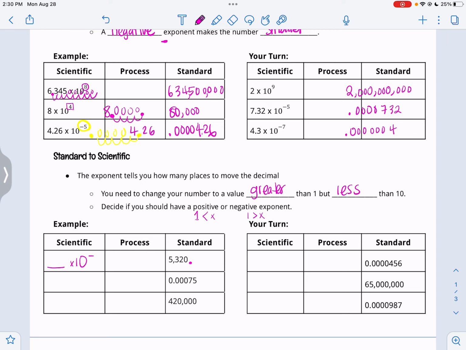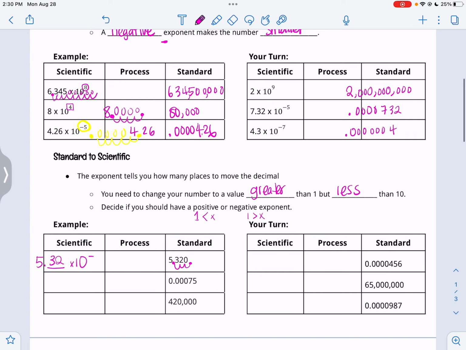I need to move this decimal 1, 2, 3 places and stop right here between 5 and 3, so that way I have a number that is greater than 1 but less than 10. And I moved my decimal 3 times, so I'm gonna have a 3 as my exponent.